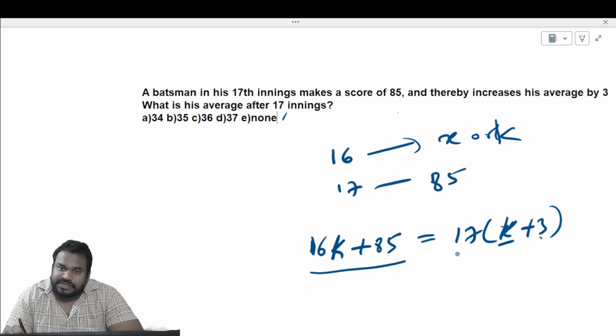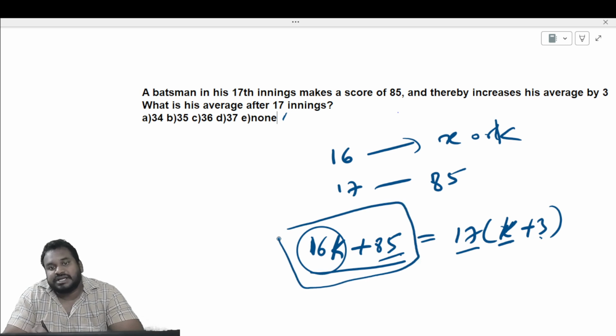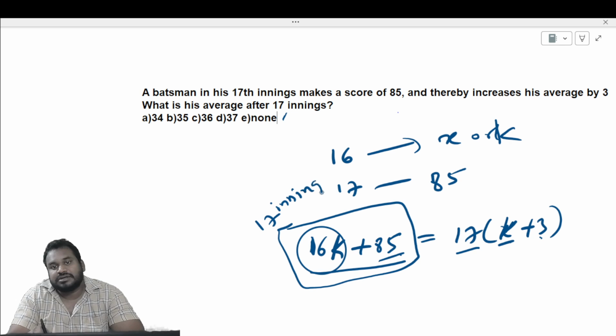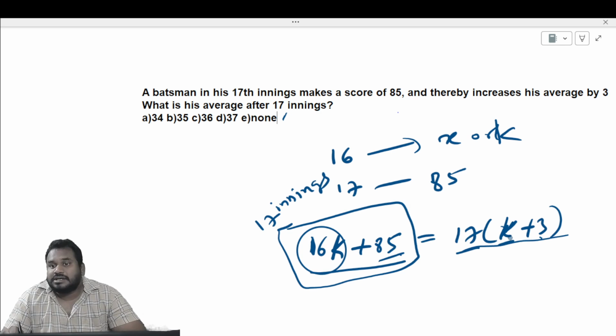K plus 3 into 17 is the same as 16K plus 85, because 16K was the total score till 16 matches. In the 17th match he scored 85, so I added it to this to get the total score after 17 innings. The average after 17 innings, that is K plus 3 into 17, will give you the total score. So you can equate both of them, because the average is increased by 3 here.